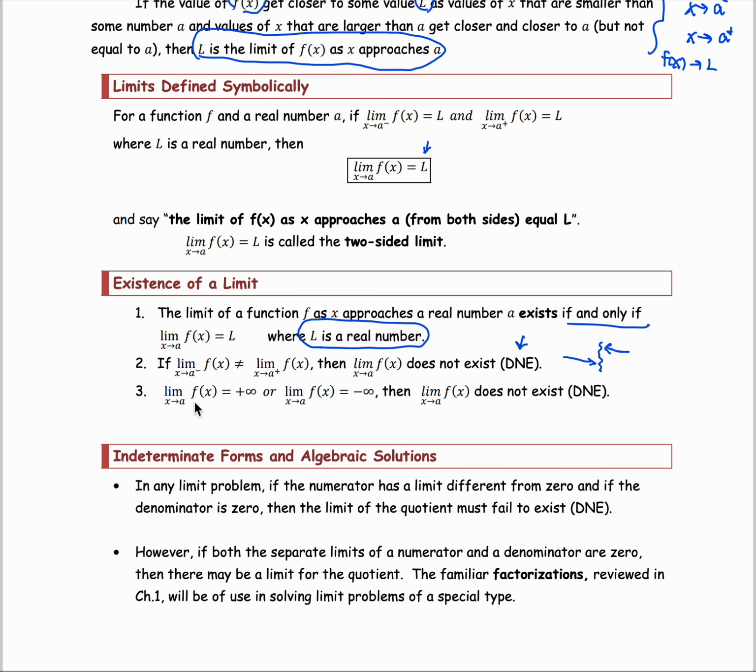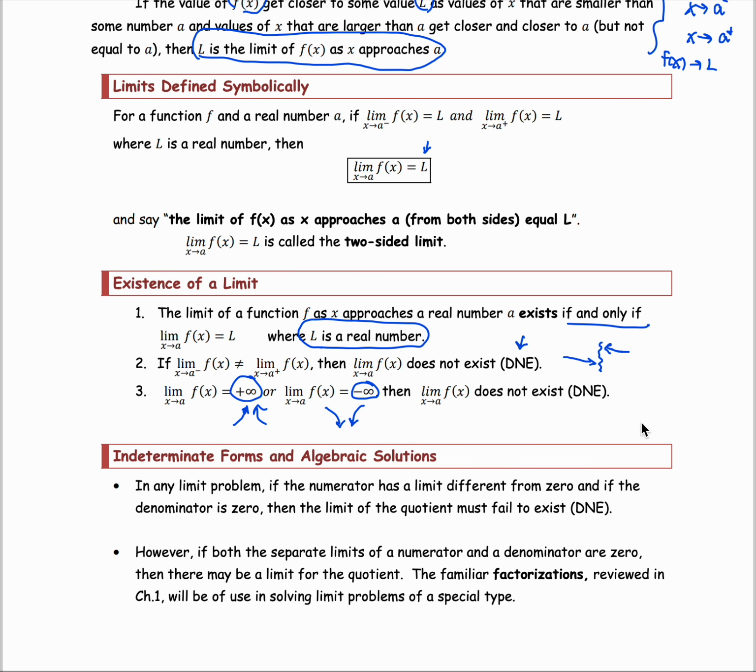And case number 3: if the limit of the function f of x as x approaches a equals positive infinity, that means the function grows or increases without bound as x approaches a from the left and from the right, or the function is decreasing without bound from the left and from the right. That means it goes toward negative or positive infinity, which is just a symbol for a very, very large quantity. So we can also say the two-sided limit does not exist. But in this case, most likely we just mention either positive infinity or negative infinity.